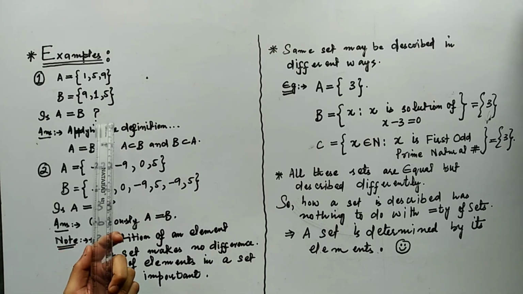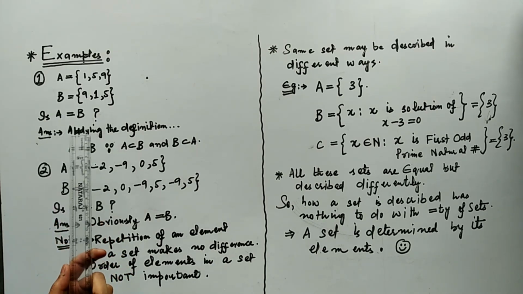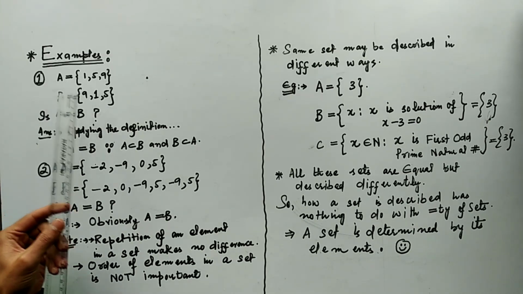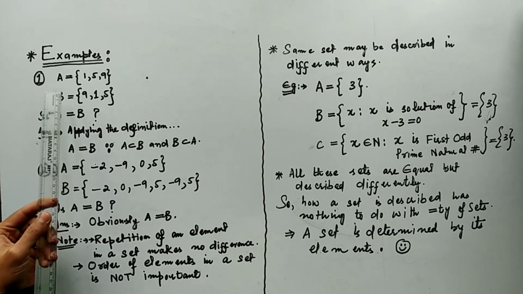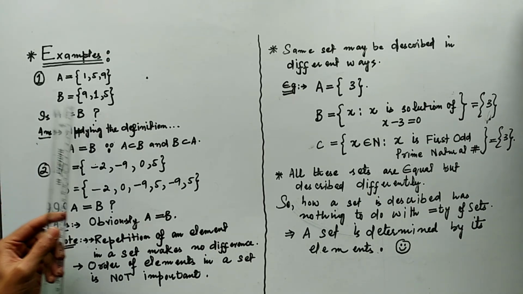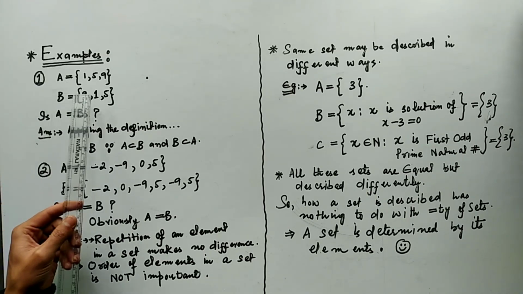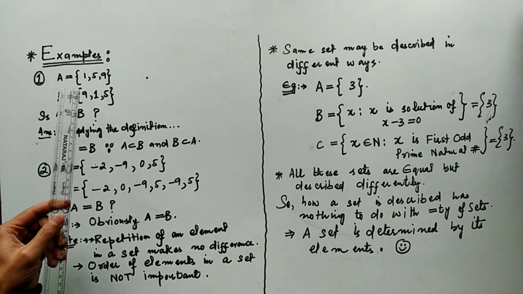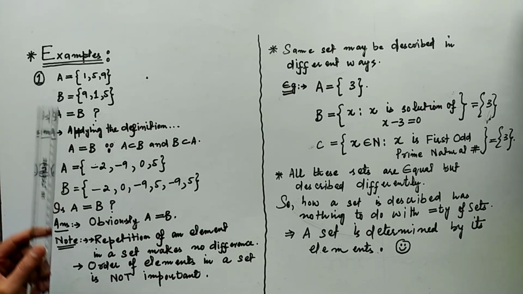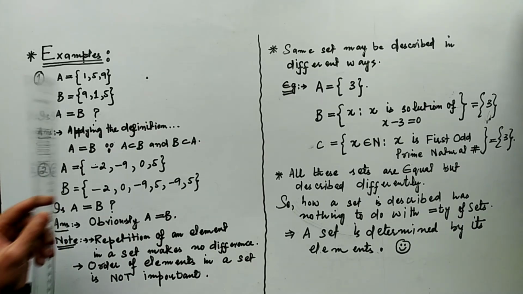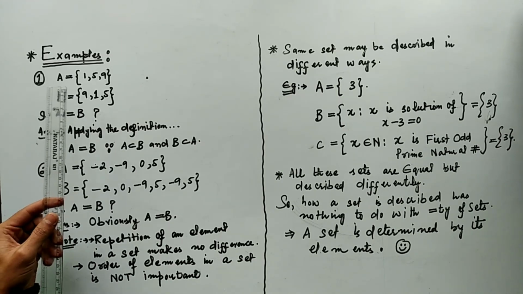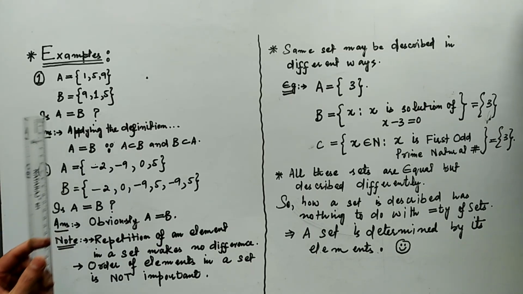Now I want to know whether these two sets A and B are equal or not. So let's apply the definition of equality to this example. I know A is equal to B if A is a subset of B and B is a subset of A. So, is A a subset of B? Obviously, A is a subset of B. Is B a subset of A? As you can see, obviously B is also a subset of A. So these two sets satisfy both conditions for two sets to be equal. So by definition, these two sets are equal.